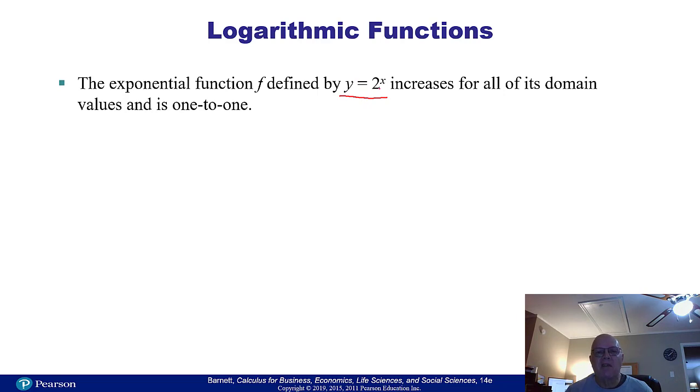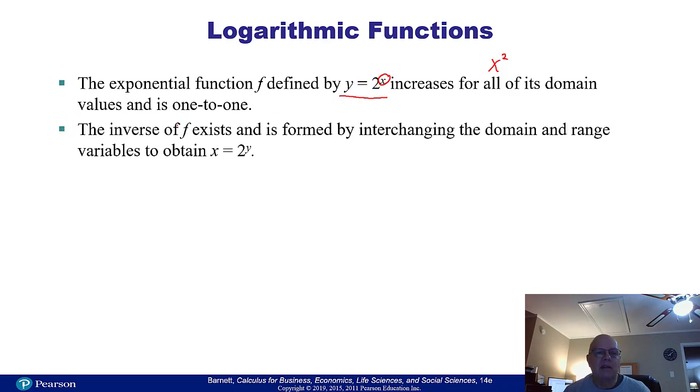Notice something different about this one. The x is in the exponent. What we're familiar with is x being the base. This is different. That's what makes it an exponential function, because the x value is in the exponent. And because of that, it's also going to be 1 to 1.